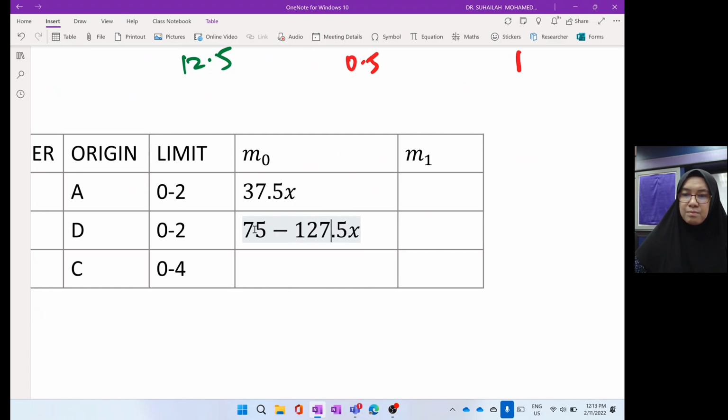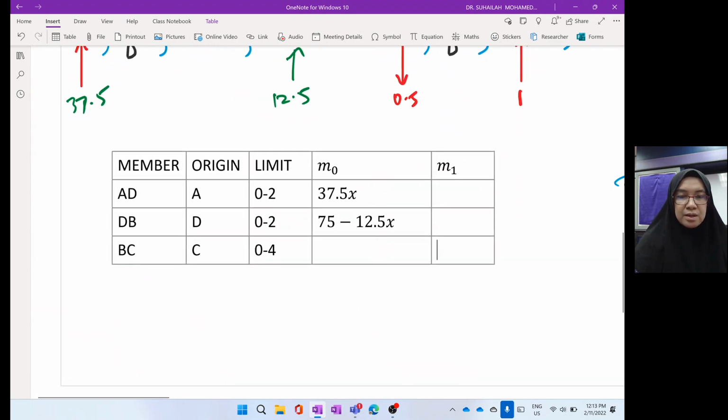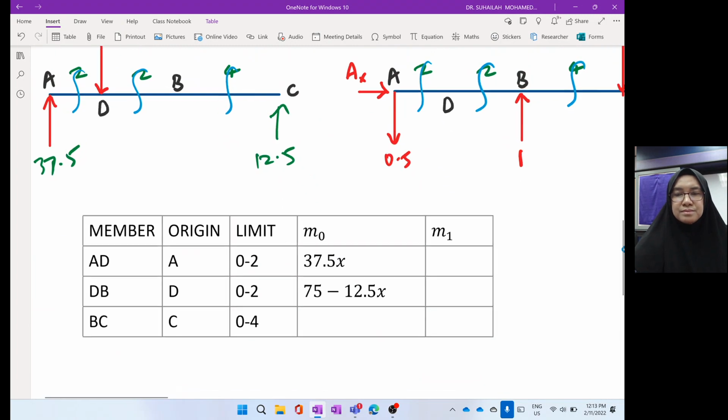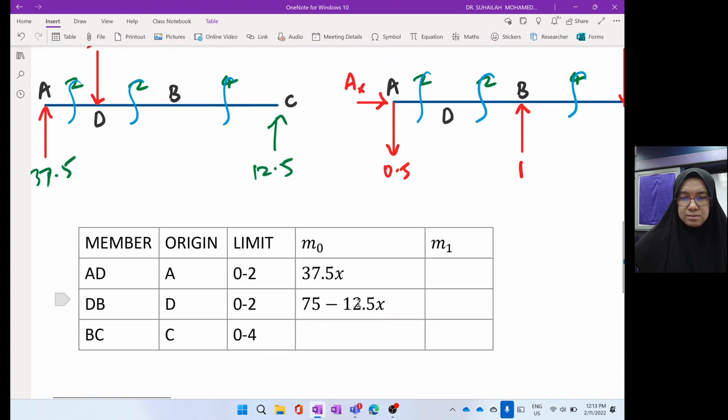Minus 12.5x. Okay? This is the second equation for D. Okay, now BC. BC is equal to 12.5x. 12.5x. Okay, now move to redundant.